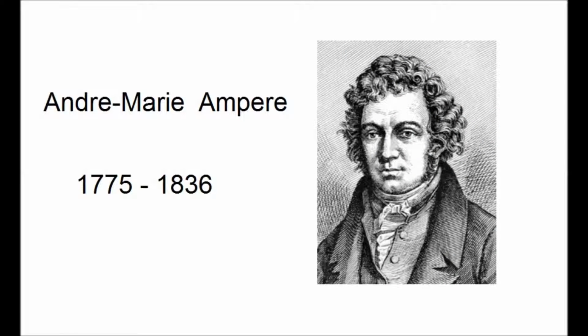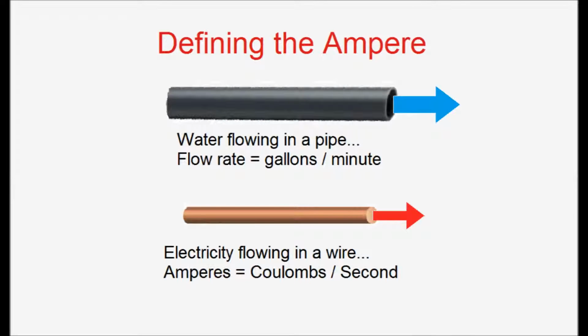The next unit is the measurement of electric current, the ampere. It is named in honor of André-Marie Ampère, a French physicist and mathematician who lived from 1775 to 1836. His chief work in electricity was formulating the laws of electromagnetism, which we will study later. For now, it is important that we understand the electrical unit which bears his name, the ampere.